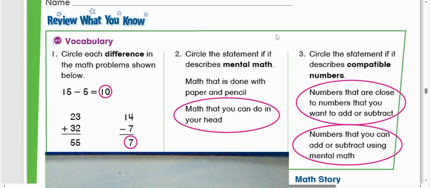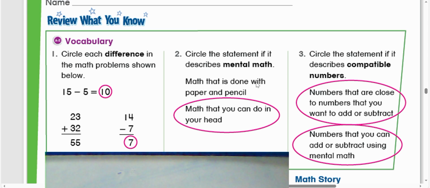Vocabulary: 5 minus 5, 15 minus 5 equal 10. We can add together 23 plus 32: 3 plus 2 is 5, and 2 plus 3 is 5. 14 minus 7 equals 7 because 7 plus 7 equals 14 is a fact. Okay? Circle the method that describes mental math.